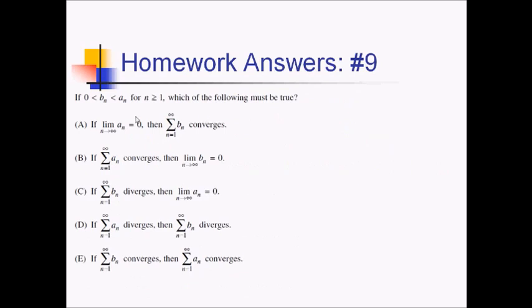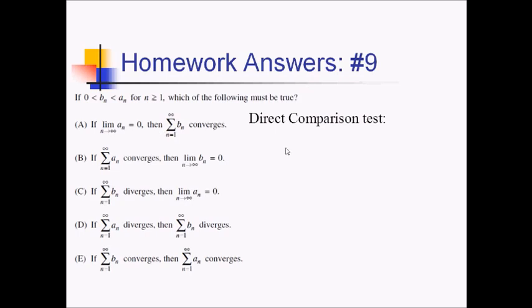For this problem, we're given that B is less than A, and both of these are positive series for n greater than or equal to 1. So we want to know which of these statements has to be true based off of this. Whenever I see this kind of reasoning with this three-sided inequality and comparing things, I think comparison tests. And when we're talking about one of these converging and the other diverging, again, I'm thinking a comparison test. So let's see what the direct comparison test says about this situation, and then we'll analyze these different options.